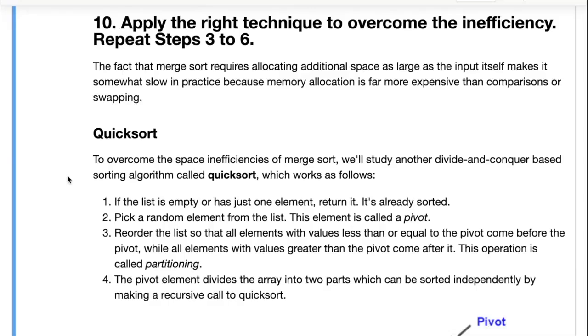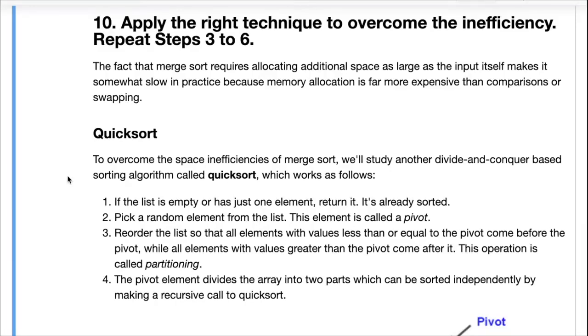Because merge sort requires allocating additional space, and that additional space is as large as the input itself, that makes it somewhat slow in practice because memory allocation is more expensive than computations. So doing a comparison is very easy. You just tell the CPU to compare two things in the memory, or swapping them is also easy because you're still working with memory that you already have.